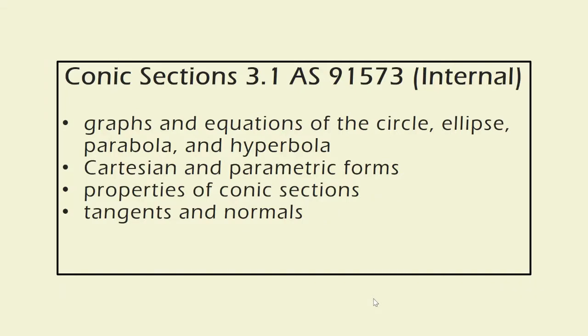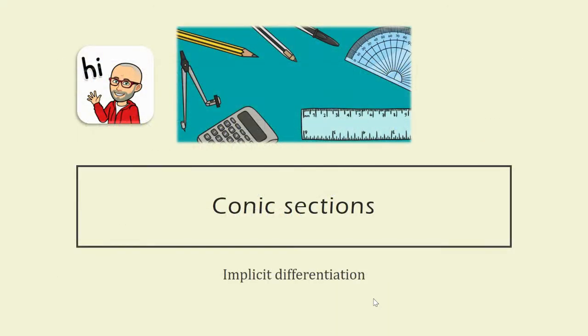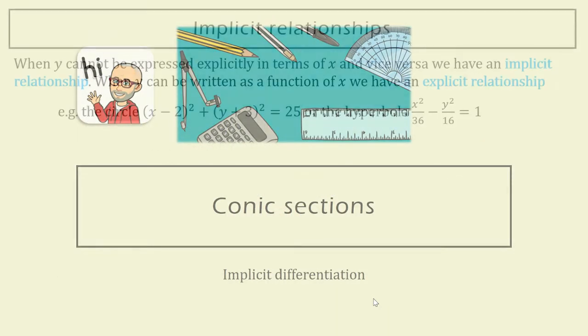Right, so where we stand at the minute, we've gone through a lot of the stuff on here. Really, we're left just with the bit at the bottom, tangents and normals to have a look at. And before we get to that for our conic sections, we just need to expand our ability to differentiate a little bit. So we're going to be having a look today at implicit differentiation.